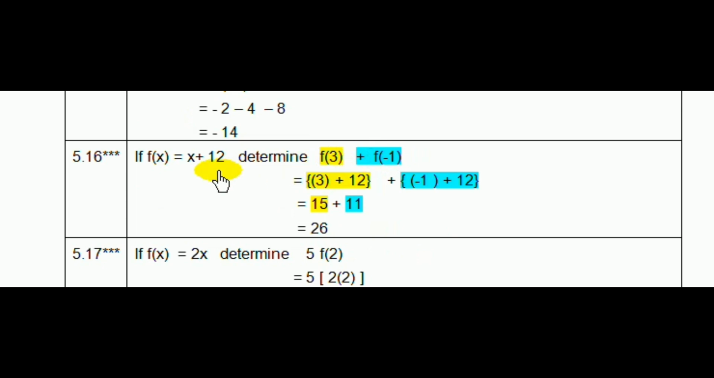When it's f(3), go to your expression and substitute the x with a 3. There you are. 3 plus 12 will give you that 15, the yellow ones. And then add to it f of minus 1. So the x must be minus 1 in a bracket, please, because that could be a rather difficult one. This is easy now. It can be more difficult. So minus 1 plus 12 in the same way as you've learned in the previous ones. Get to that 11, and then you add the yellow and the blue ones to get to 26. So this is a combination of the functional notation, f(3) plus f(minus 1).